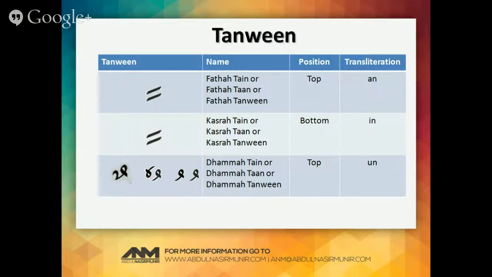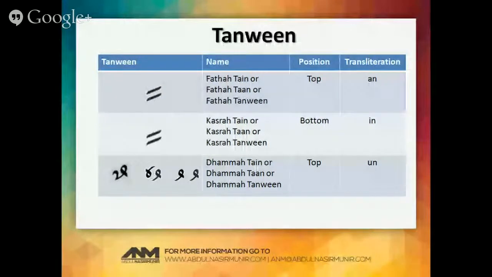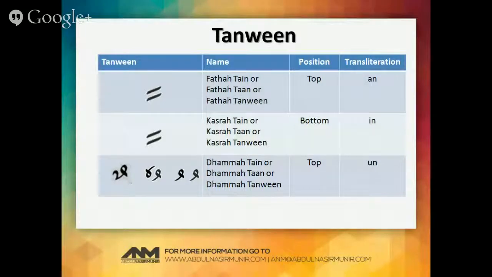Then we have two dhamma in the tanween column, and these two dhamma are called dhammatain or dhammatan or dhamma tanween. The position of dhamma is always on top of the letter, and the sound it makes is un sound. There's an n sound there. So if it's on ba, we'll say bun.